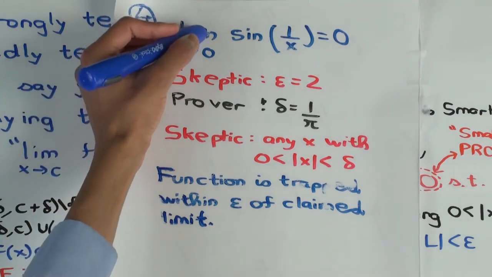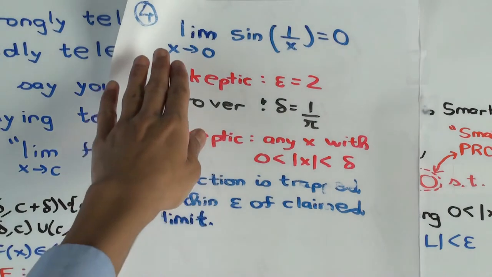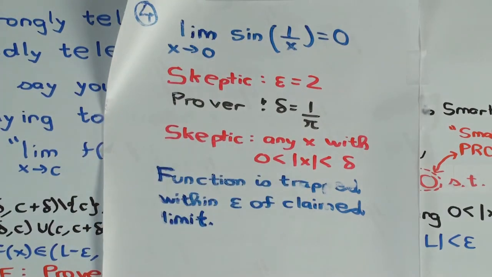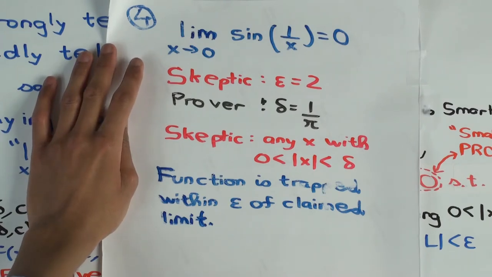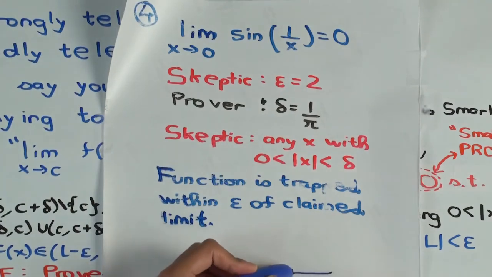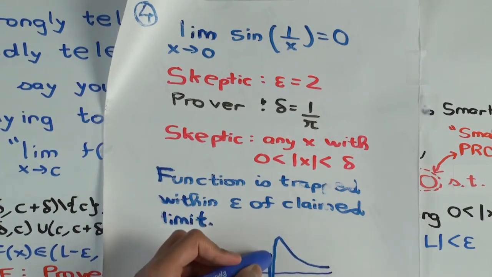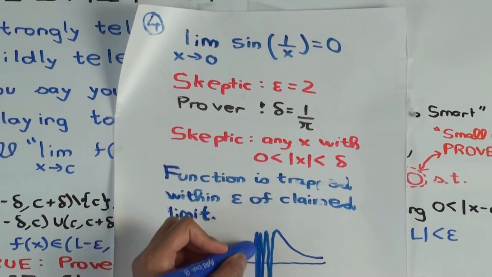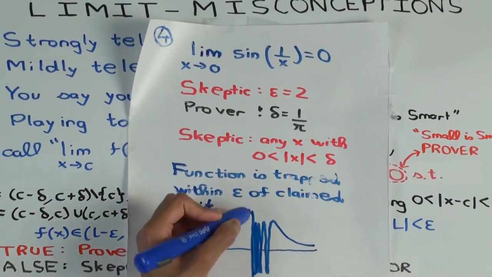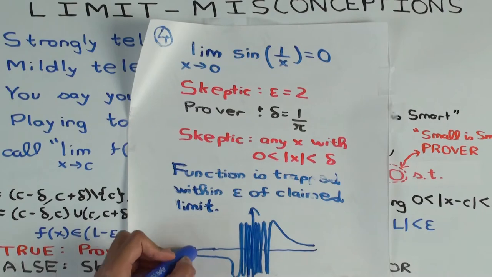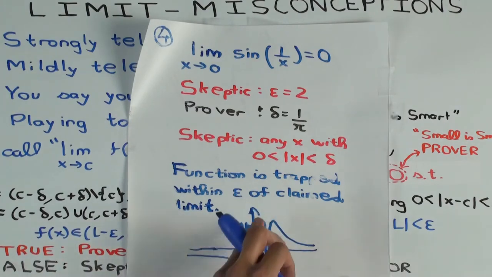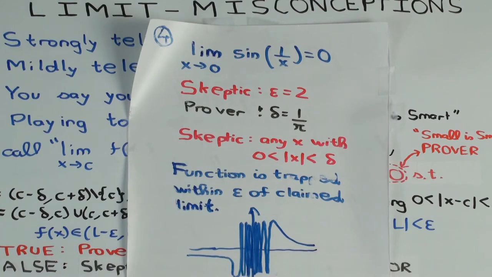Okay, so this one, let's see. We are saying that the limit as x approaches 0 of sine 1 over x is 0, right? So let's see how we prove this. So is the statement true? Well, do you think the statement is true? As x approaches 0, would sine 1 over x go to 0? So here's the picture of sine 1 over x. Y-axis. It's an odd function, and it has this kind of picture. So does it go to 0 as x goes to 0?